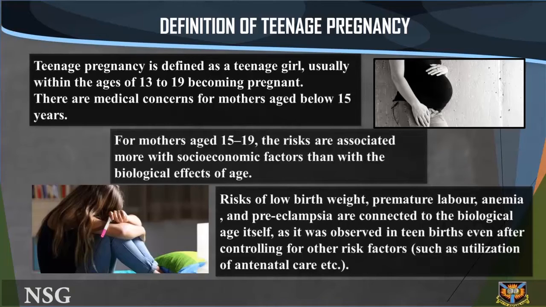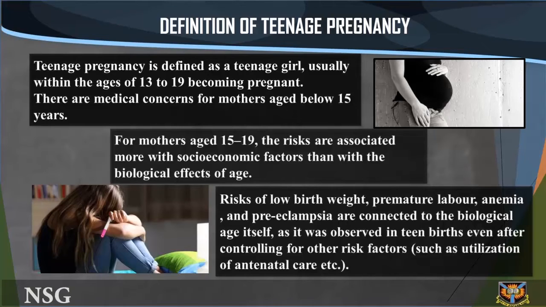A pregnancy can take place after the start of puberty, before the first menstrual period, but usually occurs after the onset of periods. In well-nourished girls, menarche usually takes place around the age of 12 or 13. Pregnant teenagers face many of the obstetric issues as other women. There are, however, additional medical concerns for mothers aged below 15 years.